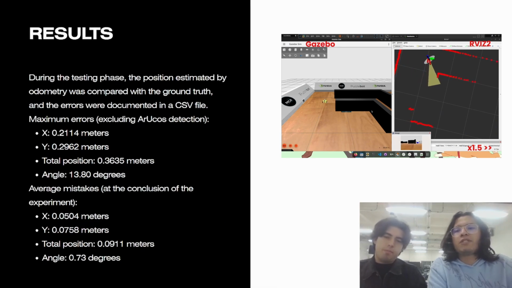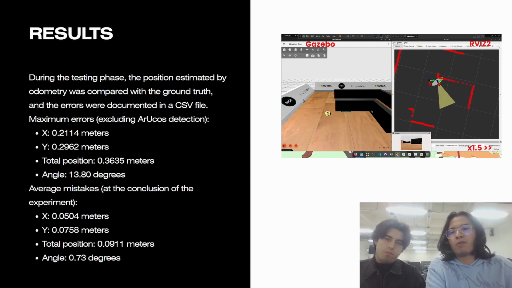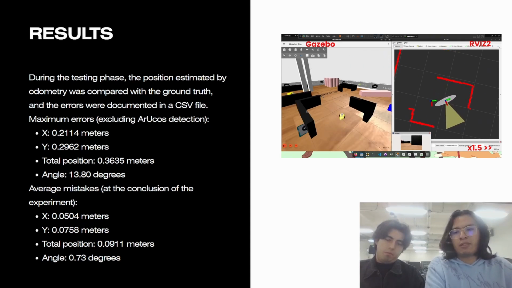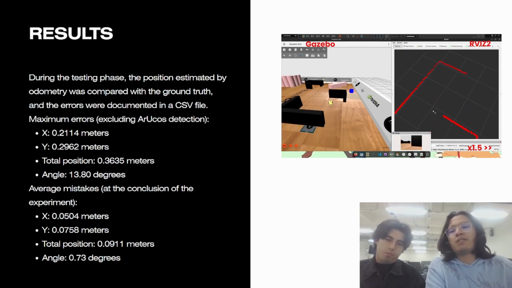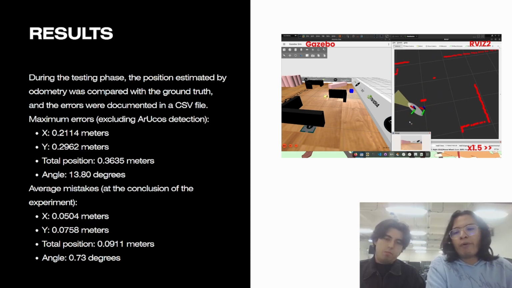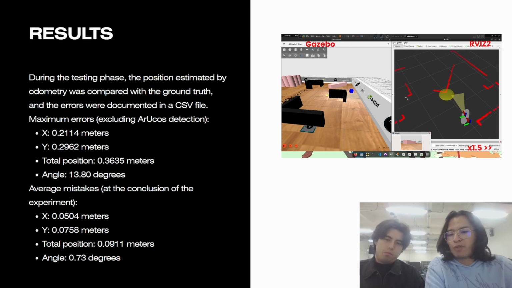Next, the results after testing our model. Comparing the real robot and the robot estimated by the odometry with the Kalman filter, our biggest errors were that it distanced itself by around 0.2 meters in the x-axis, and in the y-axis around 30 centimeters, giving us a max position error of 0.36 meters and an angle of 13 degrees. However, our average was much less.